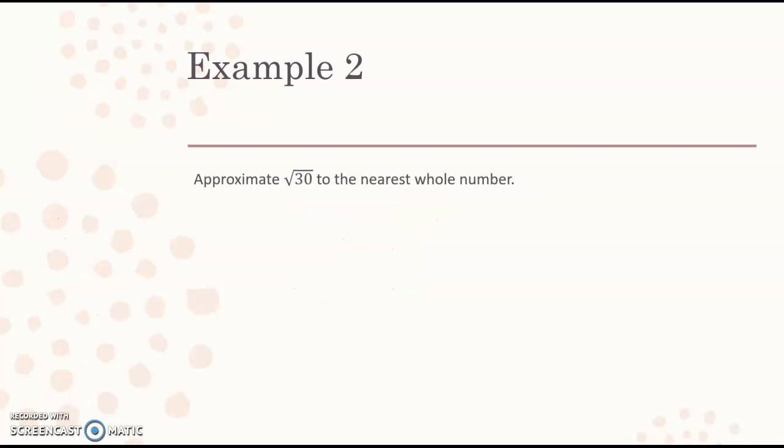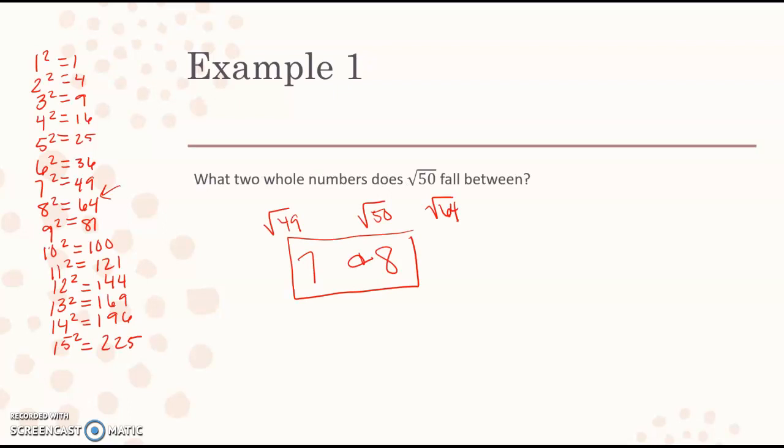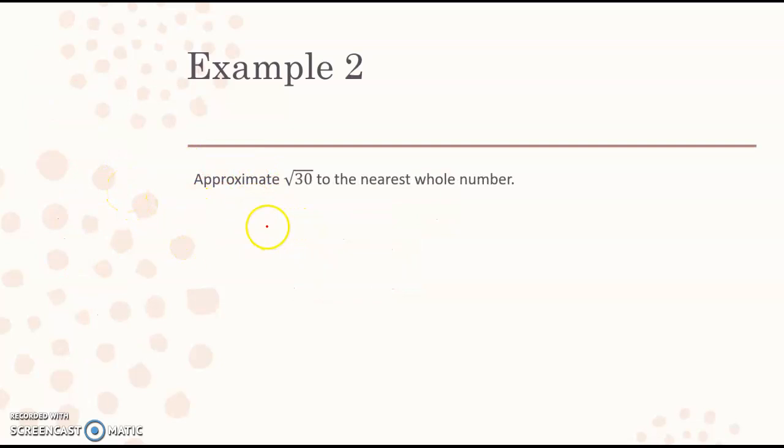Next example. Approximate the square root of 30 to the nearest whole number. So again, start by looking at your perfect squares and figure out where 30 fits. 30 fits right here, right? So I know that we are between the square root of 25 and the square root of 36. And then 30 is somewhere in between there. And you're like, okay, but it's asking... I went a little too far. Square root of 25 is 5, square root of 36 is 6. And you're like, okay, but it's not asking what two whole numbers it falls between. It's asking which one do I round to.